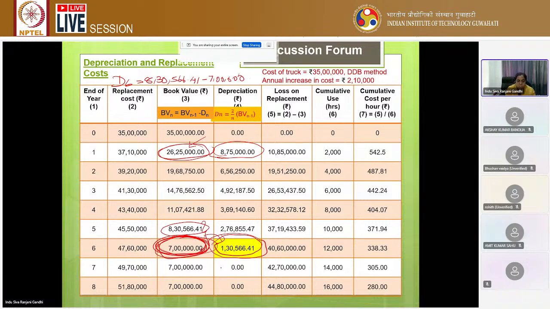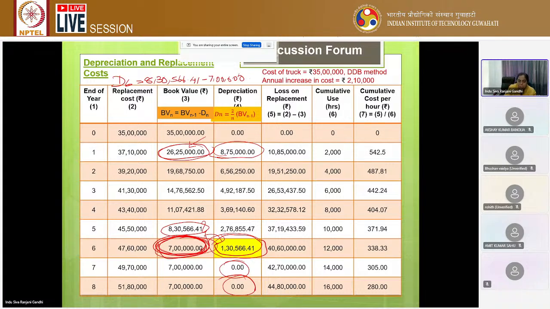After the sixth year, there is no depreciation at all. Already it has completely depreciated. So you fix the book value as 7 lakh and the depreciation amount is 0 now. This is how we are supposed to estimate in the DDB method. We should make sure that we calculate the depreciation in such a way that your book value should never go below the salvage value of the machine.